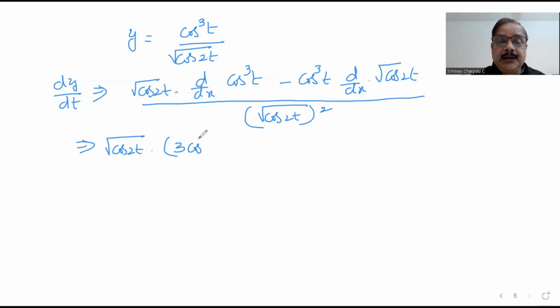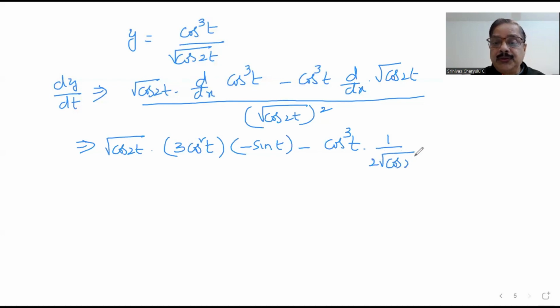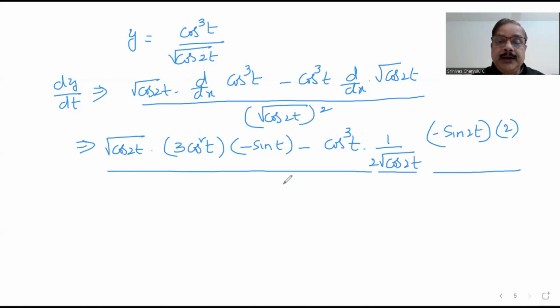First for the power 3 cos square t. Next for the cos t. Cos t differentiation is minus sin t. Here cos cube t into 1 by 2 root cos 2t. Cos 2t differentiation is minus sin 2t. 2t differentiation is 2. Whole thing divided by cos 2t, because root of cos 2t whole square is cos 2t. This 2 and this 2 will go away. So again, by finding the LCM, root of cos 2t into root of cos 2t will become cos 2t.